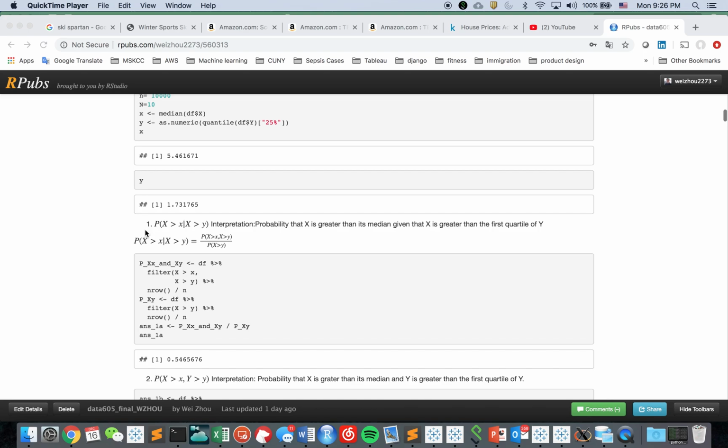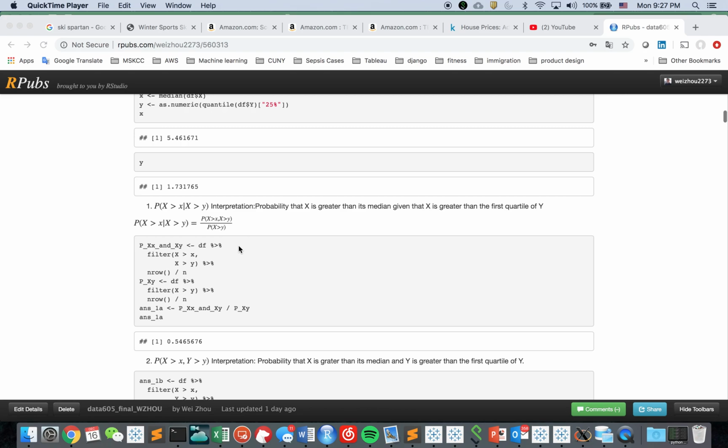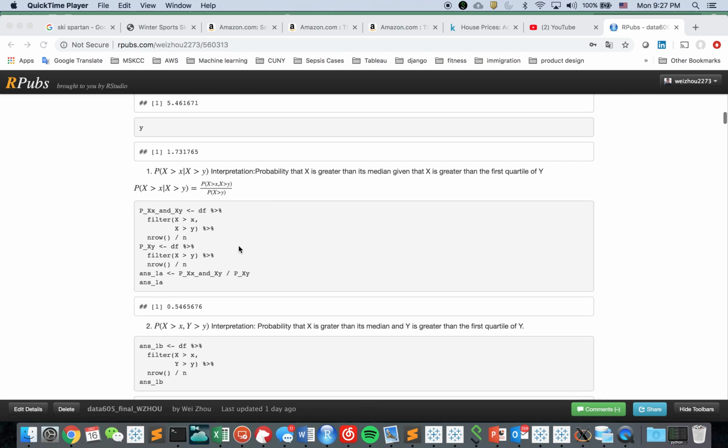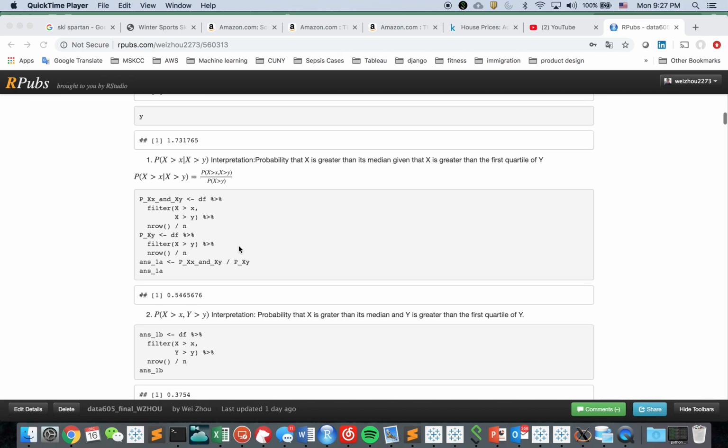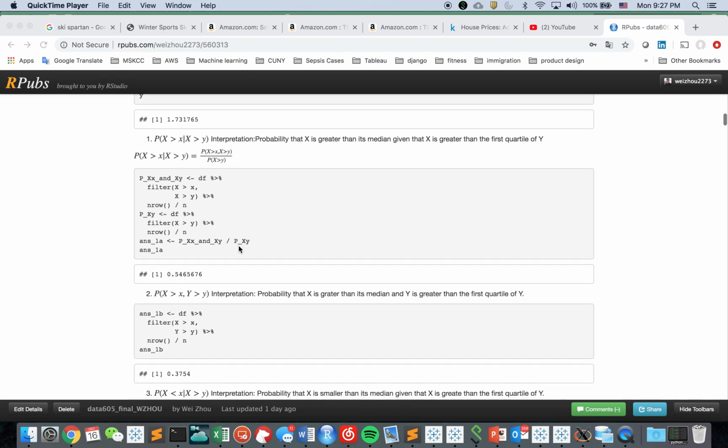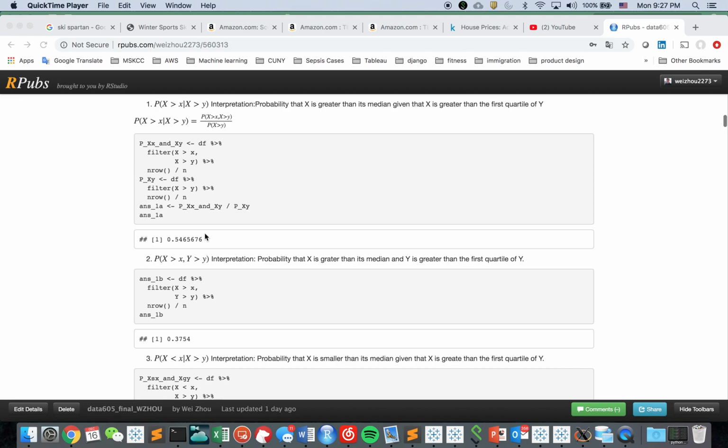First we need to interpret the meaning of these three probabilities. The first one is the probability that X is greater than its median, given that Y is greater than the first quartile of Y. And since we already have a random number series, we can just calculate it, and the probability is 0.5465.